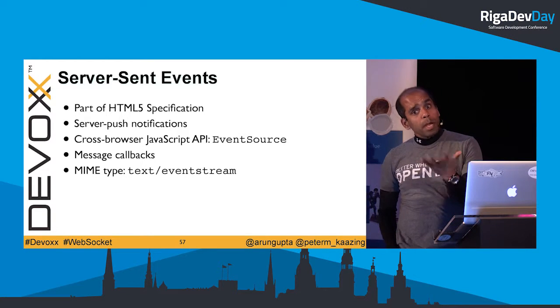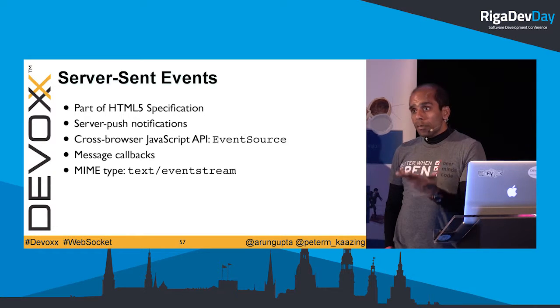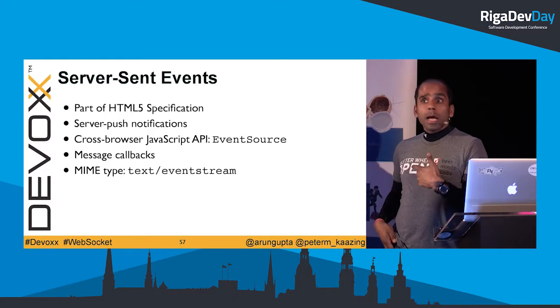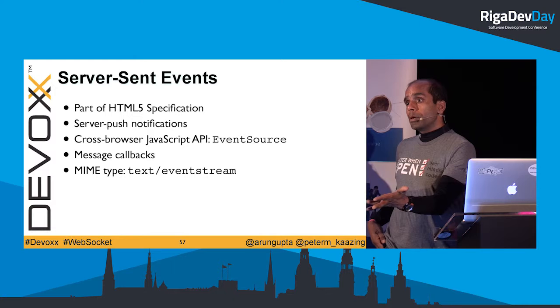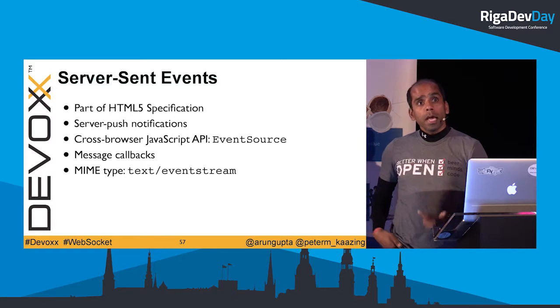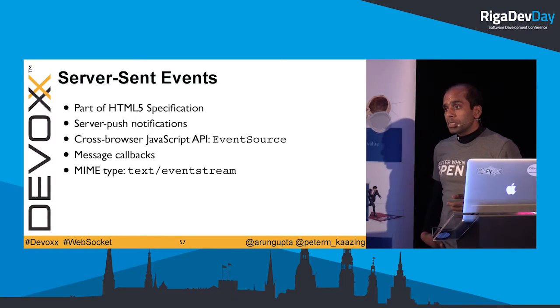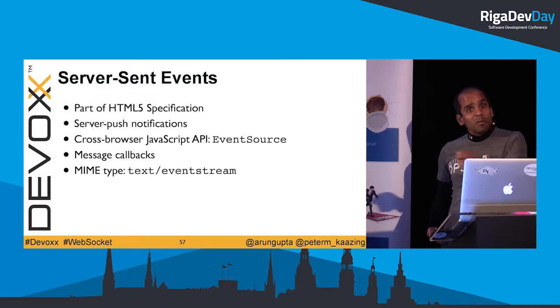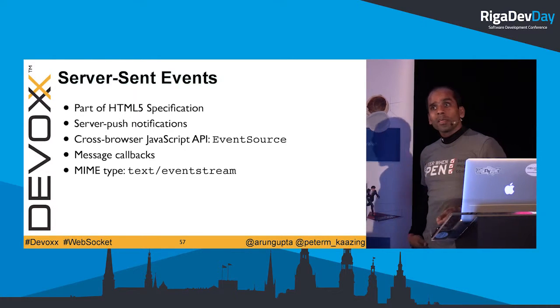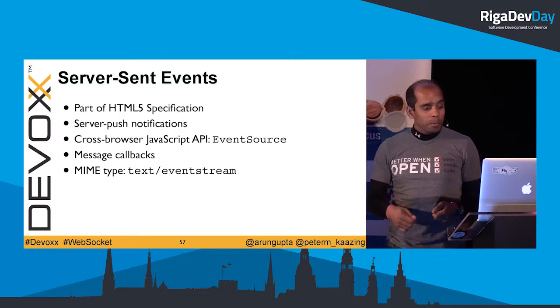WebSocket is a full duplex bidirectional communication channel. Server sent events are good where the client doesn't have to send any information to the server, but only the server needs to push information. And that's a valid use case. Like a stock ticker is a perfect example. You wish you could influence the stock somehow, but it's only the server that is pushing information to you.